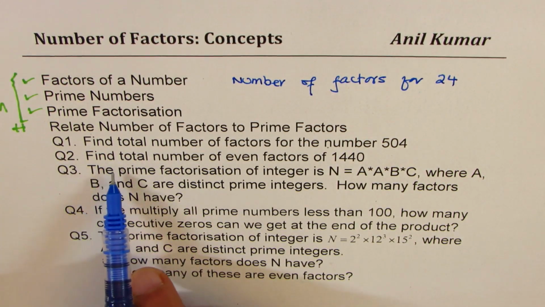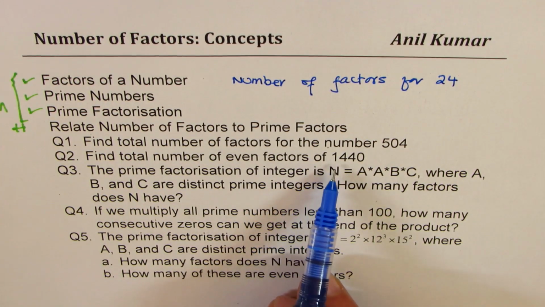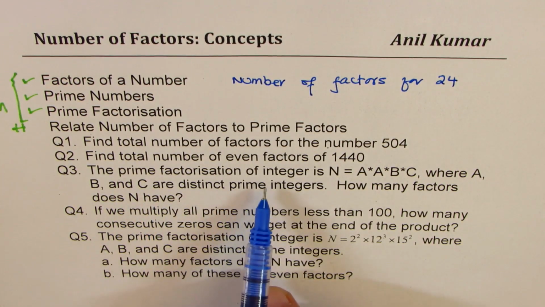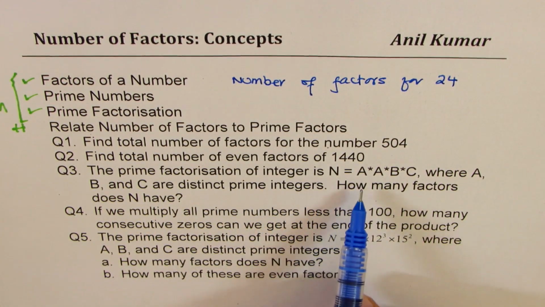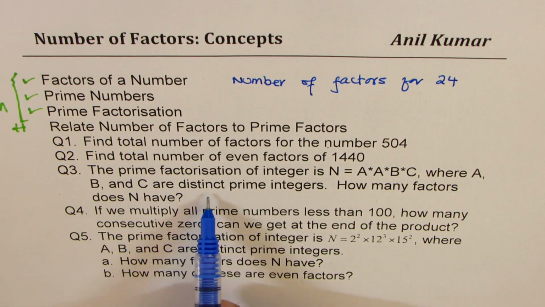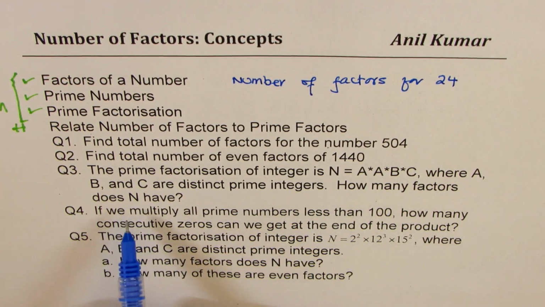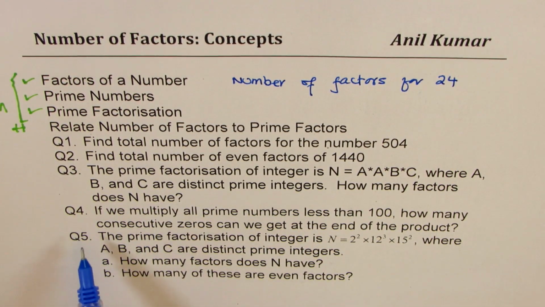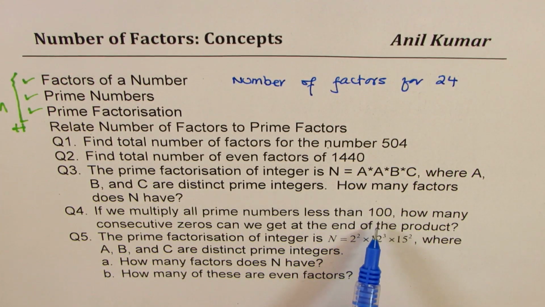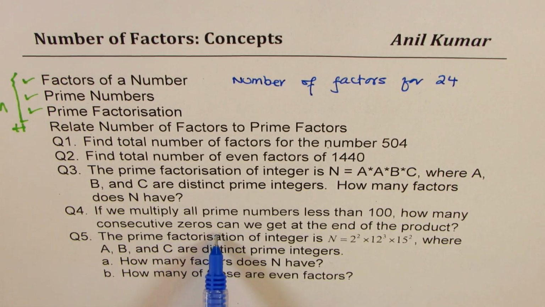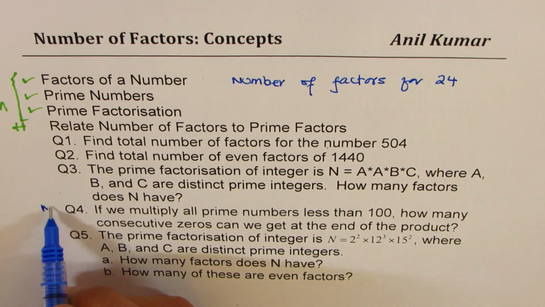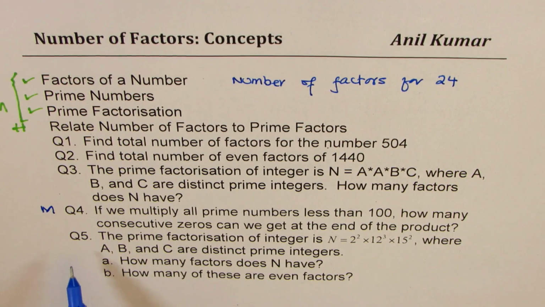And then question number 2 is find total number of even factors for a number 1440. Question 3 is the prime factorization of integer n is a times b times c, where a, b, c are distinct prime integers. How many factors does n have? Question 4. If we multiply all prime numbers less than 100, how many consecutive zeros can we get at the end of the product? We can take this for the middle school students also. I think they can understand easily.